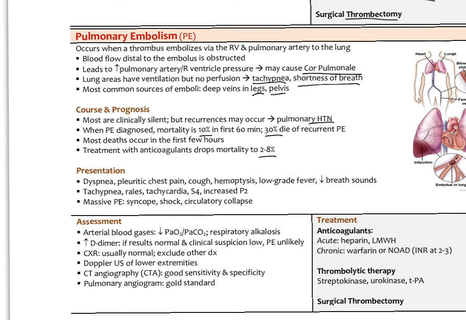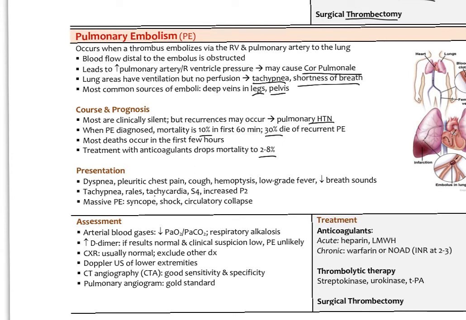So the typical presentation would be shortness of breath, pleuritic chest pain, cough, maybe even hemoptysis, blood in the sputum, low-grade fever, and decreased breath sounds, tachypnea, rales. Remember the difference between rales and rhonchi. Rhonchi are the more bronchial breath sounds. Rales are the crackles that you can hear, and that's usually due to alveoli popping open.